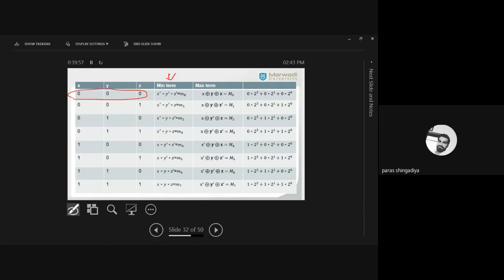ठीक है, so what is output for x dash, y dash, z dash? ठीक है, यहाँ पे है आपके पास x dash star y dash star z dash. So what does it mean? That will be 0 into 2 raised to 2 plus 0 into 2 raised to 1 plus 0 into 2 raised to 0. Okay, z dash will be mapped as a 0 into 2 raised to 0, y dash will be 0 into 2 raised to 1, and x dash will be 0 into 2 raised to 2. So total you will get a 0. Okay, so therefore it is called M0.